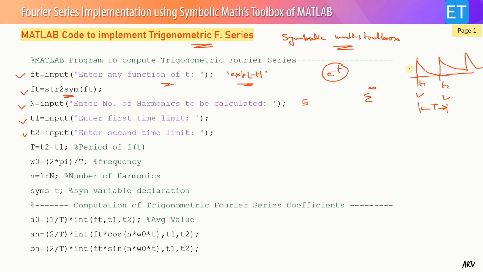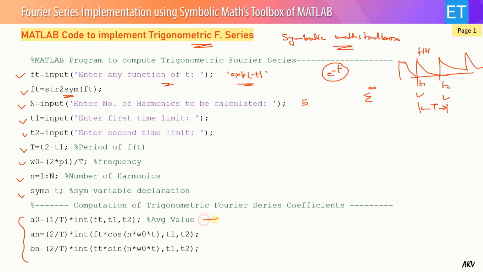Okay, let's say this is a periodic function. So this is your ft. Obviously T is calculated as t2 minus t1, and this is your omega, that is 2 pi by T. And here the number of harmonics is defined. That means n has the count from 1 to capital N. So if you enter 5, it is 1, 2, 3, 4, 5. A symbolic variable t is declared here, and then these are your 3 integrations which we are computing here.